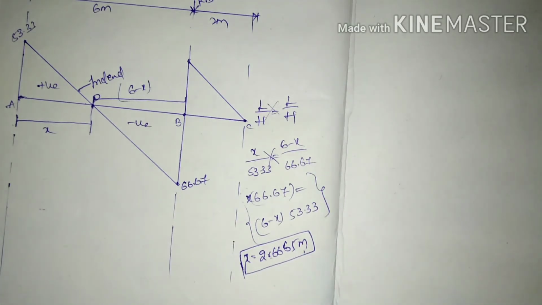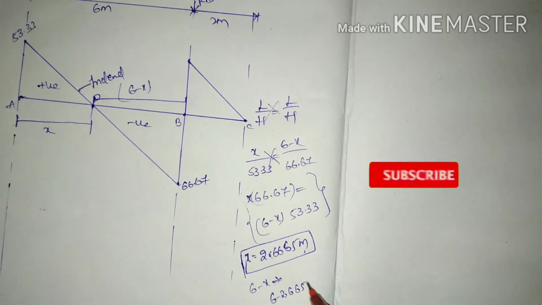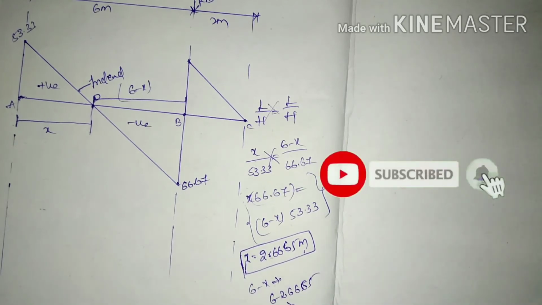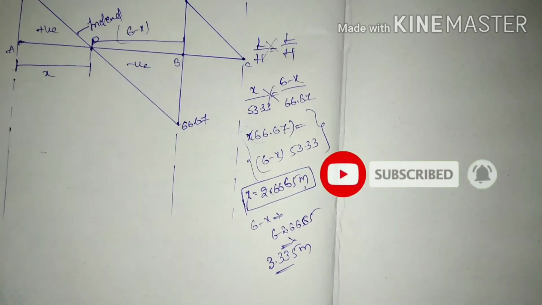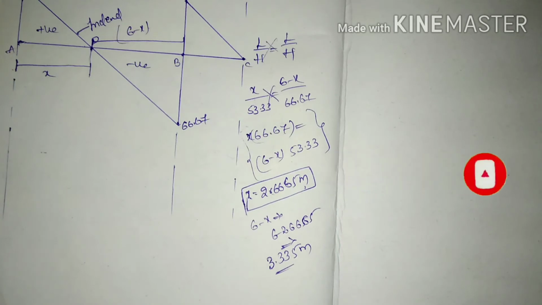After the calculation, we are getting that x is equal to 2.6665 meters. And the remaining distance will be 6 minus x, that is going to be 6 minus 2.6665. The value will be 3.3335.